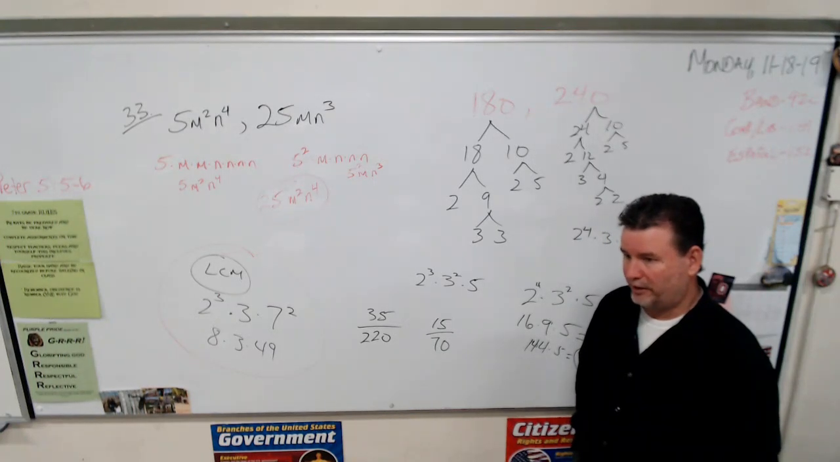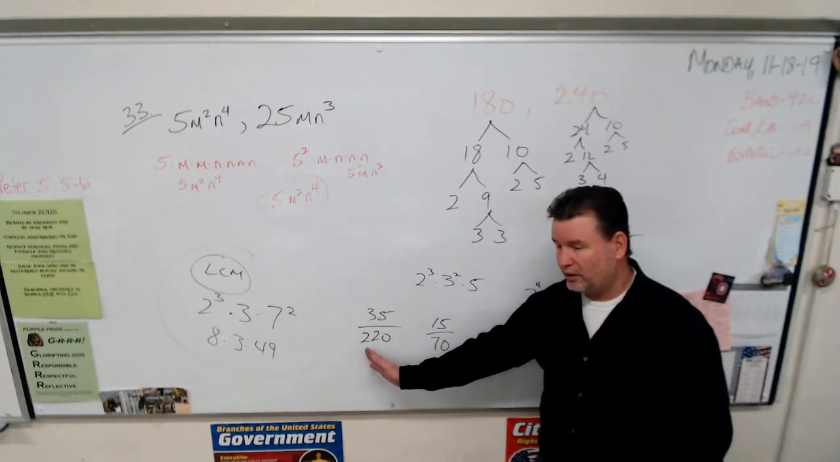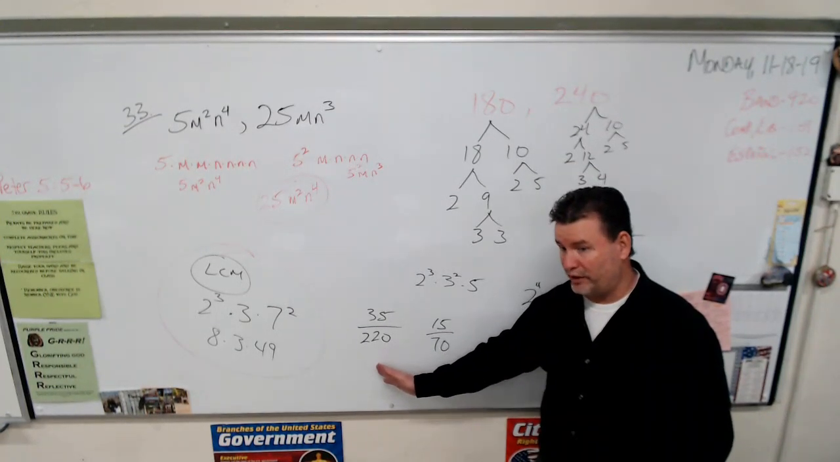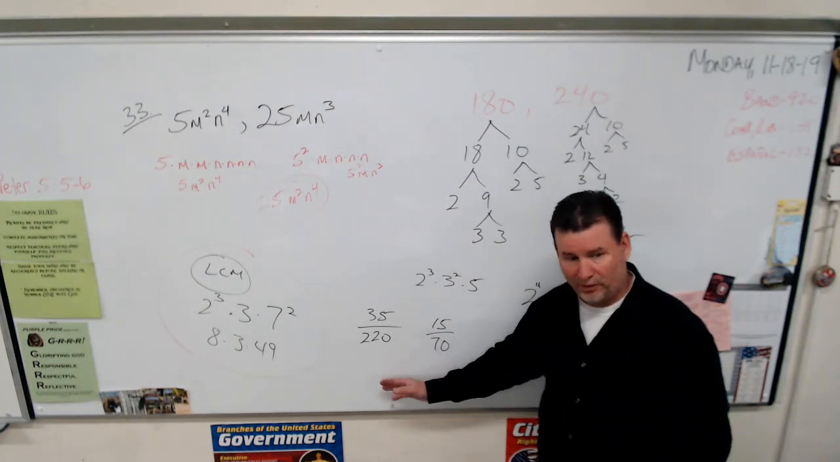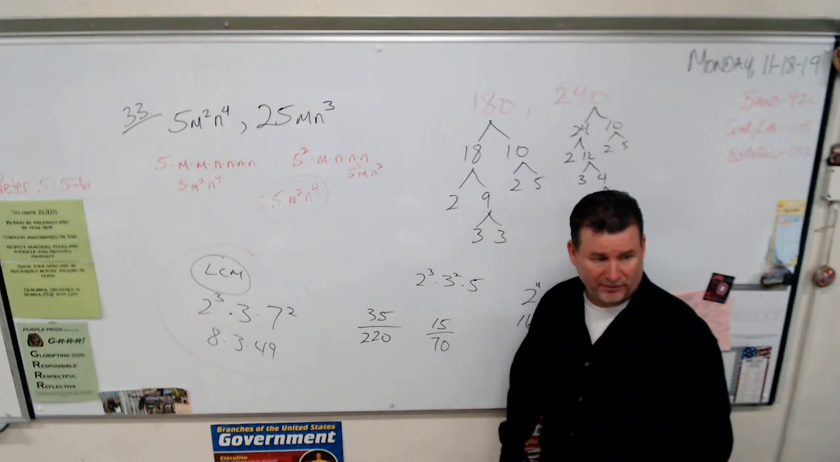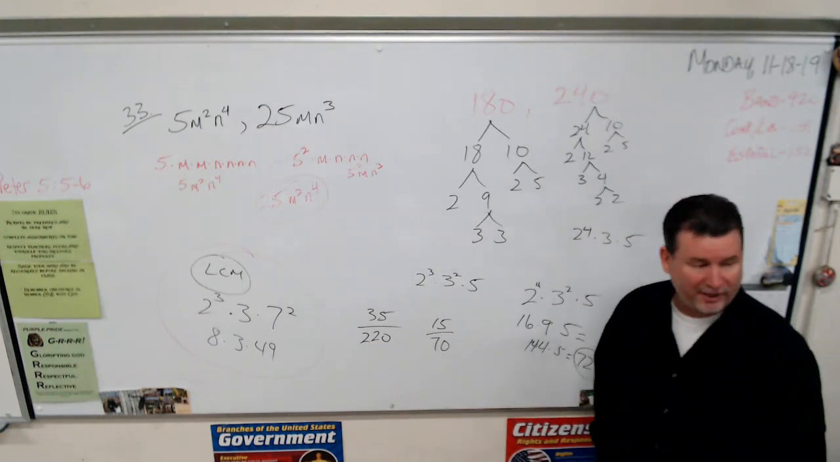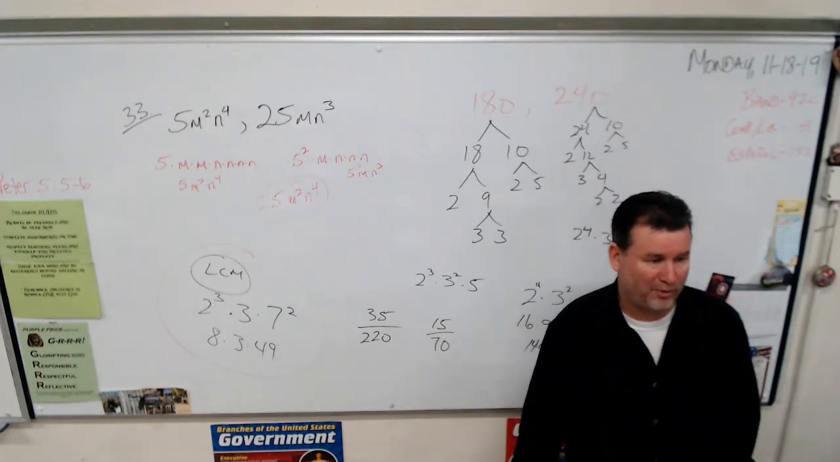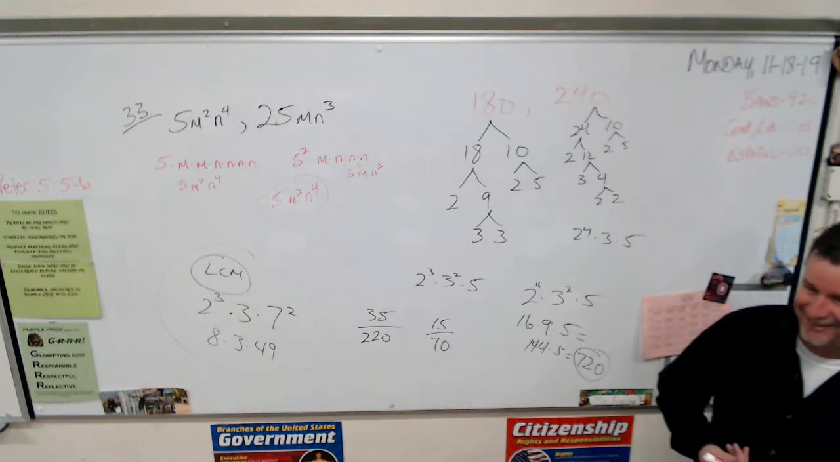1,540. Sounds right. If I do the prime factorization of 22 and 7, I would get 2 times 11, 22, and 7. What's 22 times 7? 154. Put a 0 on the end, 1,540. You should have told me that shortcut before I did all that.